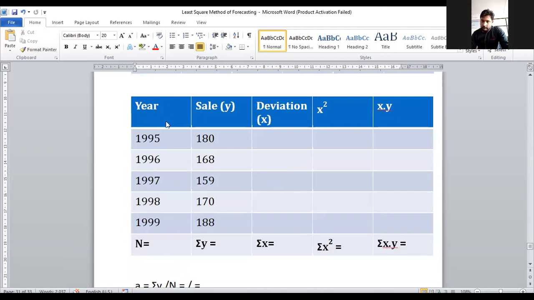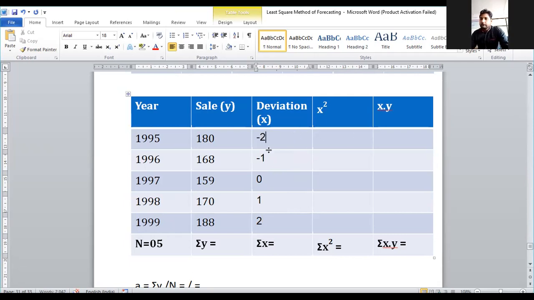Now if you count the number of years, 1, 2, 3, 4, 5, the total number of years is 5, so n is equal to 5. Which one is the middle period? In this case 1997 is the middle period. So the origin of the deviation should be considered at the year 1997, where the deviation is equal to 0. For the next periods we provide positive deviations 1, 2, and for the previous periods negative deviations -1 and -2.